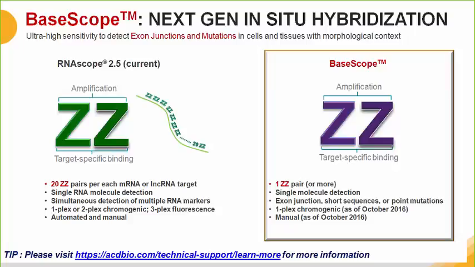To the left is the current schematic for RNAscope 2.5 assays, and to the right is for BaseScope. RNAscope requires 20 ZZ pairs per each mRNA or long non-coding RNA target, whereas the BaseScope assay only requires 1 ZZ pair. The RNAscope assay allows for simultaneous detection of multiple RNA markers, as well as duplex chromogenic or 3-plex fluorescent, and can be automated and manual, while the BaseScope assay will only detect exon junctions, short sequences, or point mutations. And it's also only available as a chromogenic red manual assay. Again, please feel free to visit the website for further information.